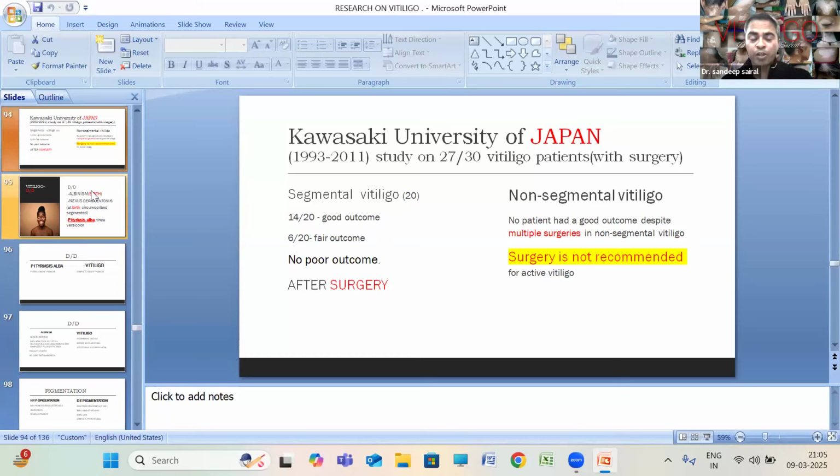Now they found that even after multiple surgeries in non-segmental vitiligo, there was no good outcome. In fact, they say that if you have active vitiligo, meaning your small patches are increasing or grouping together or forming a larger one, then surgery is not recommended. In non-segmental vitiligo and in active vitiligo, you should not do the surgery.